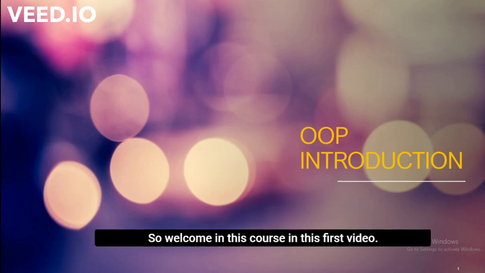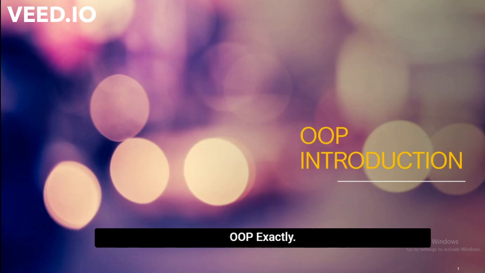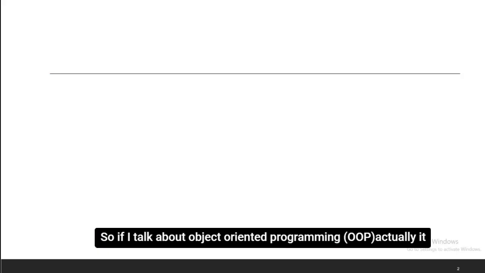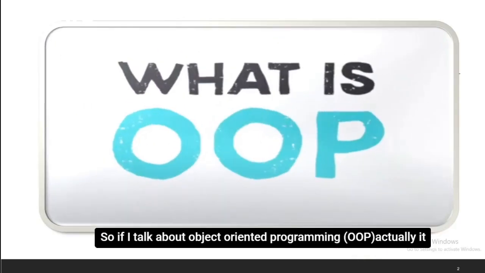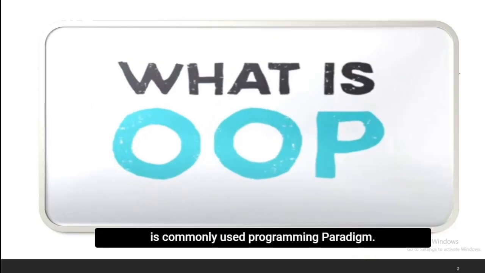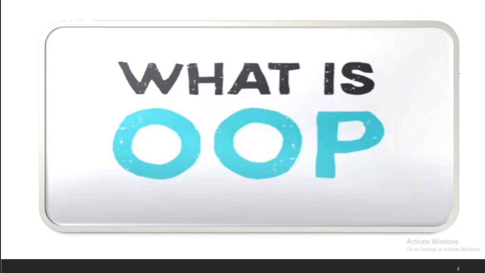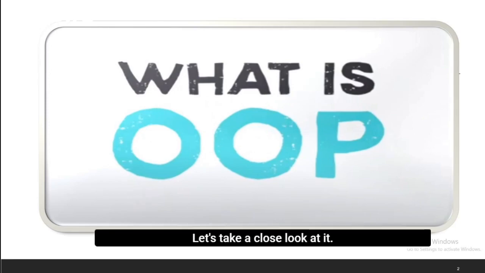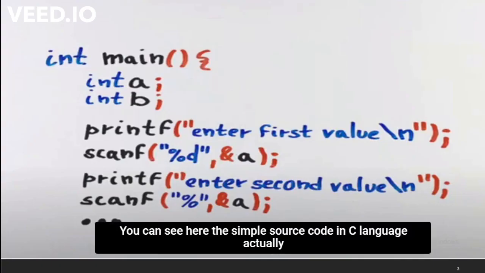In this first video we will see what is OOP exactly. If I talk about object oriented programming, it is a commonly used programming paradigm. Let's take a close look at it. You can see here the simple source code in C language.